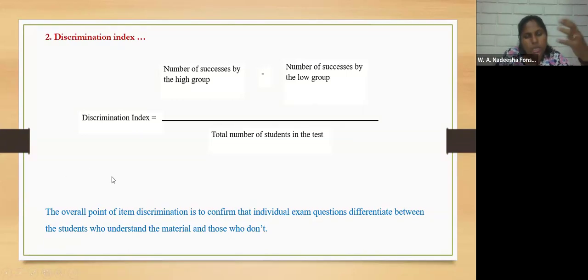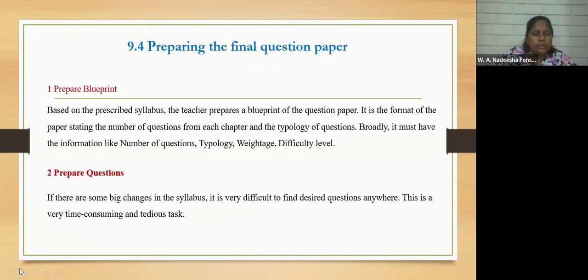So using this type of indices, this type of results, we can create bar charts also. Then by looking at bar charts, we can summarize our results. There are so many benefits. So then preparing the final question paper.